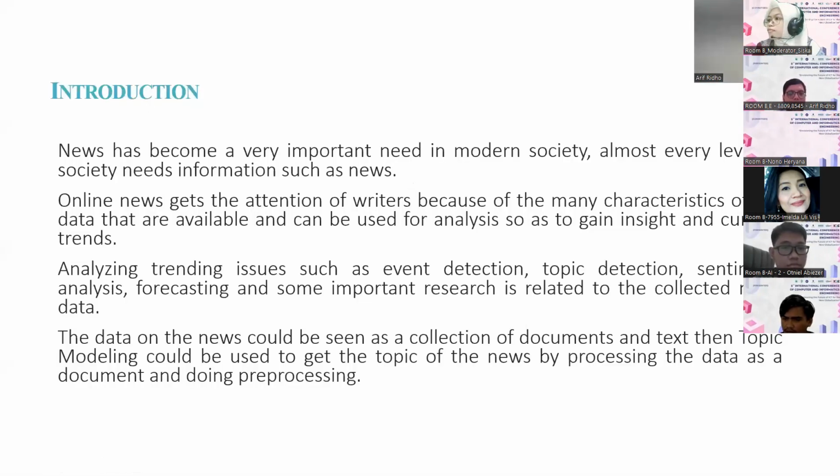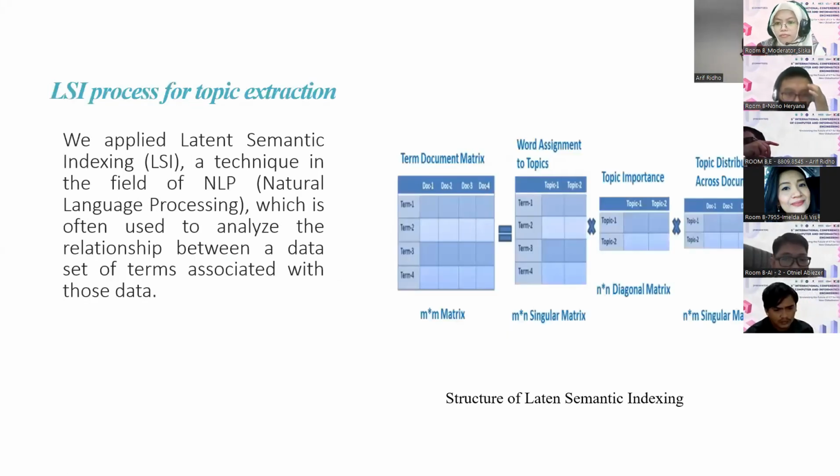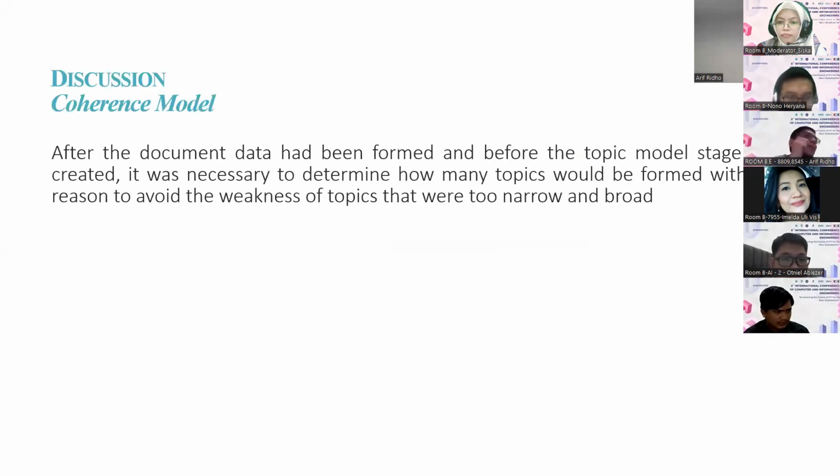Introduction. News has become a very important need in modern society. The important topic distribution across documents. Hierarchical model. After document data has been formatted and before the topic models are created, it was necessary to determine how many topics would be formed, in order to avoid the weakness of topics that are too narrow or too broad.